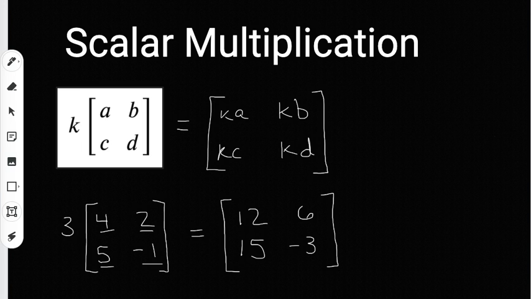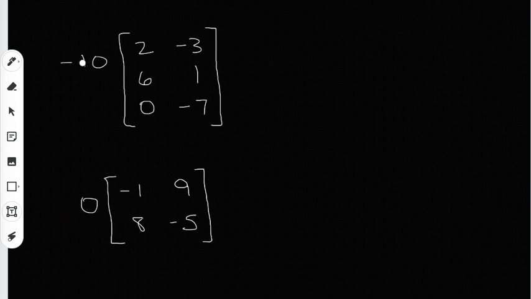So looking at two different examples, we have negative 10 times every single number in this matrix, and then down here we have 0 times every number inside this matrix. So up here, we're going to multiply everything by negative 10. When I do that on the top row, I'm going to have negative 10 times 2. That's going to give me negative 20. I also have negative 10 times negative 3. That's going to give me positive 30.